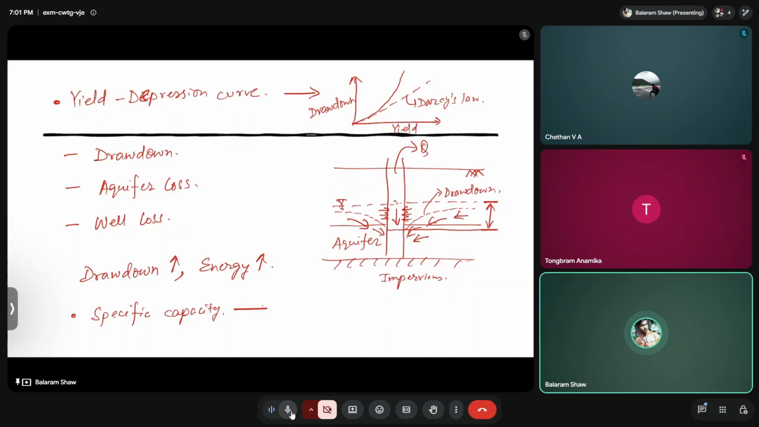Just now we have discussed, right? So the correct answer is yield drawdown curve. Okay, hope this is clear till now. Okay, we'll move to the next section.